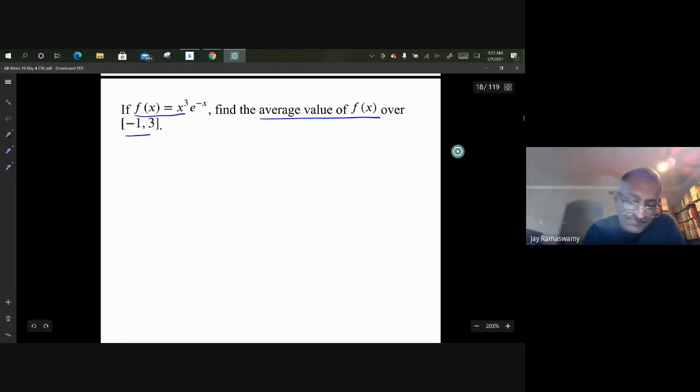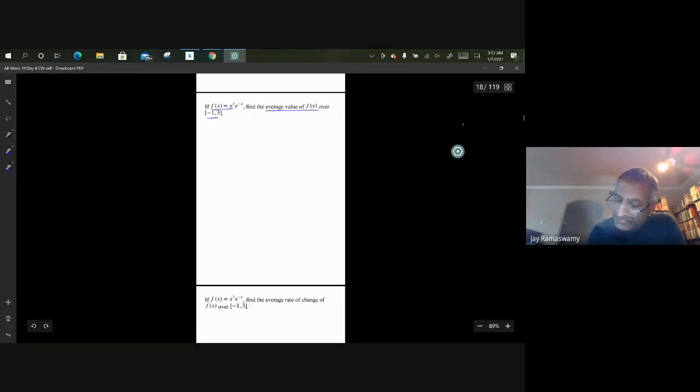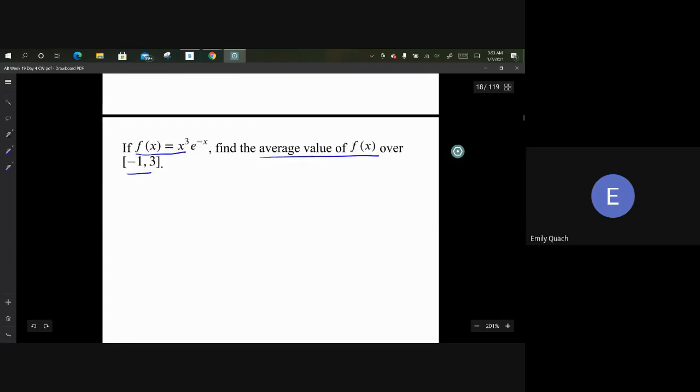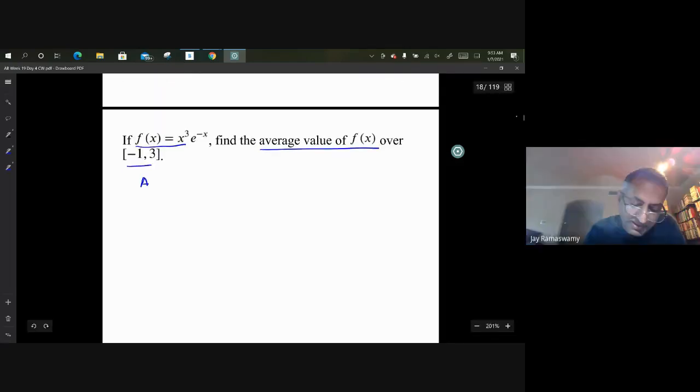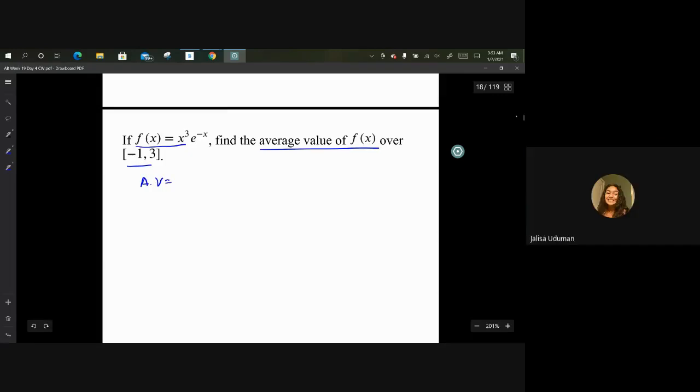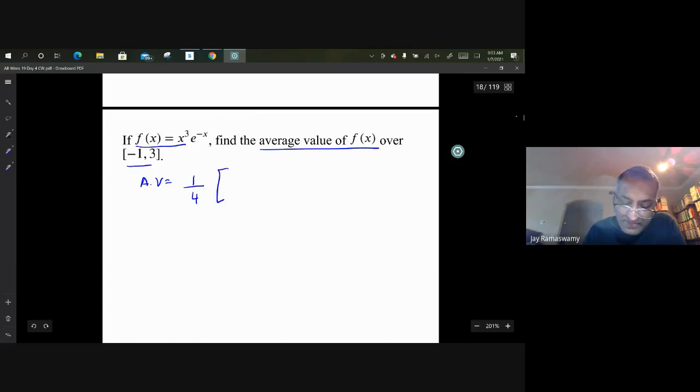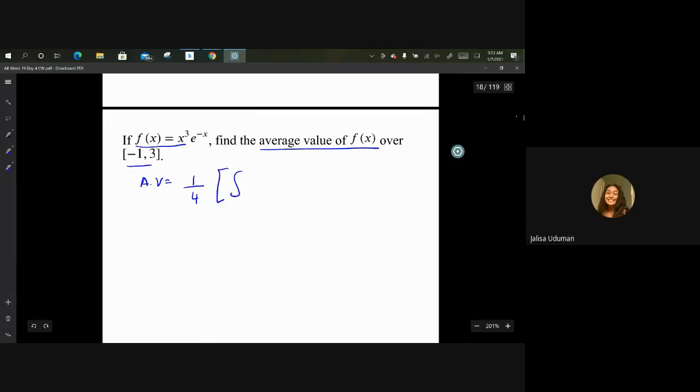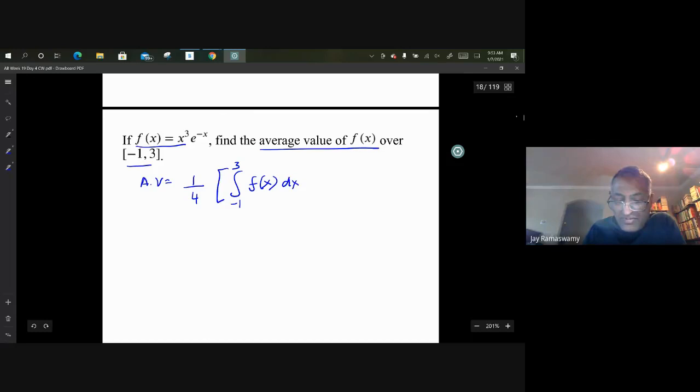Okay, we'll set it up. Ms. Uduman, tell me what to write. AV equals 1/4, very good, 3 minus negative 1, integral from -1 to 3 of f of x dx. Everybody, look at the board, please.